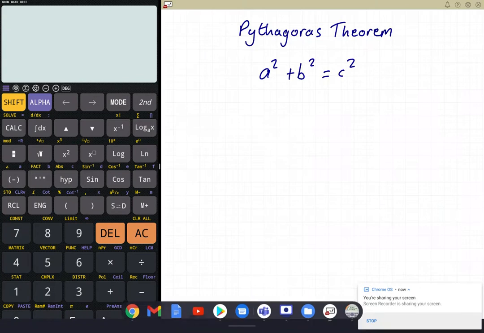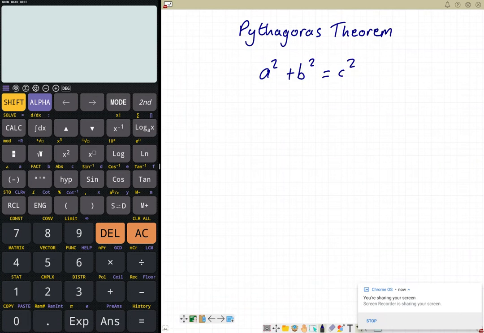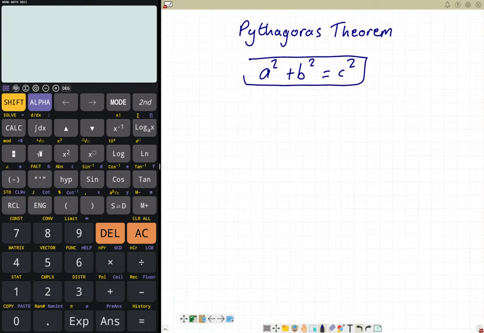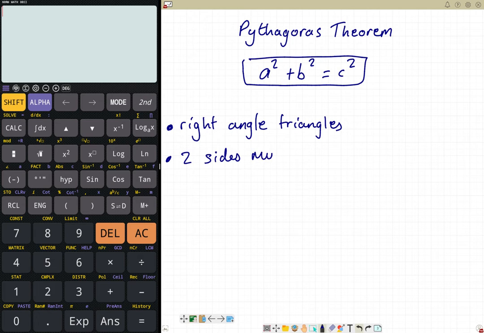Hi guys, so today's presentation will be on Pythagoras theorem. Now, this is Pythagoras theorem. It allows us to work out a missing side on a right angle triangle. Okay, so this only works on right angle triangles, and two lengths of the triangle must be given.